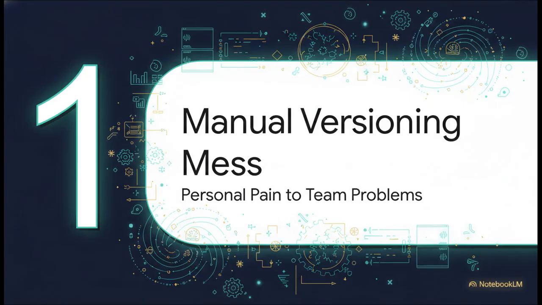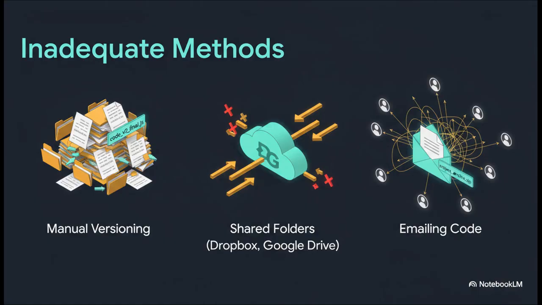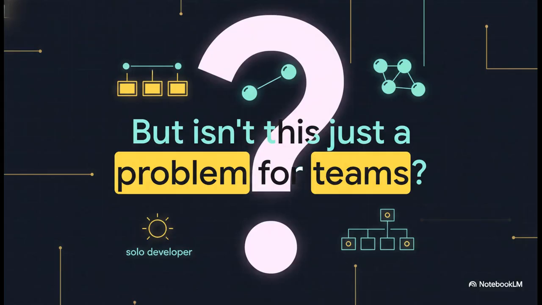Okay, so let's start with the mess. Before we can even begin talking about working with a whole team, we really have to admit the problems we all face just trying to manage our own work. We try to solve it with things like this, right? We save a bunch of copies with different names, we use shared folders like Dropbox, or we email zip files back and forth. But here's the thing, these methods aren't just clunky, they're genuinely dangerous. They lead to people overwriting each other's work, tons of confusion, and absolutely no clear history of who changed what or when.